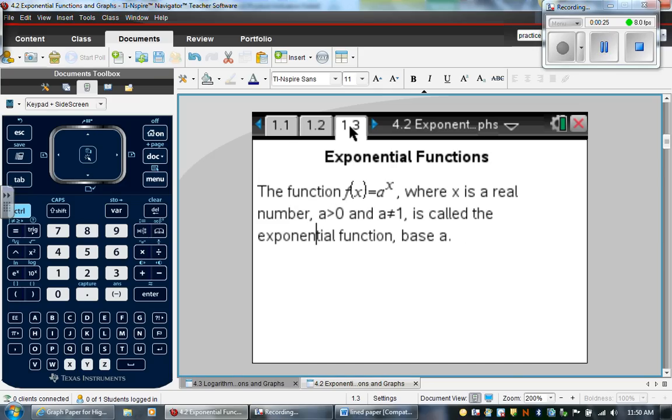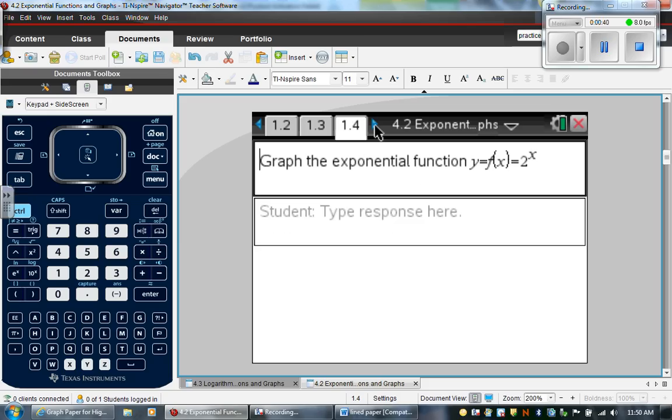Okay, so an exponential function is a function where x is a real number and the base a is greater than 0. We call this an exponential function with base of a. It's an exponential function because the variable is in the exponent. So we're going to take a look at the graph of y equals, or f of x equals 2 raised to the x power.